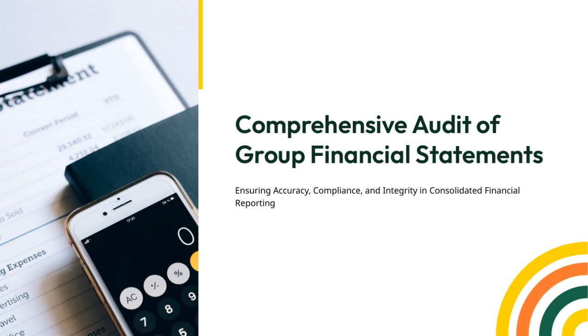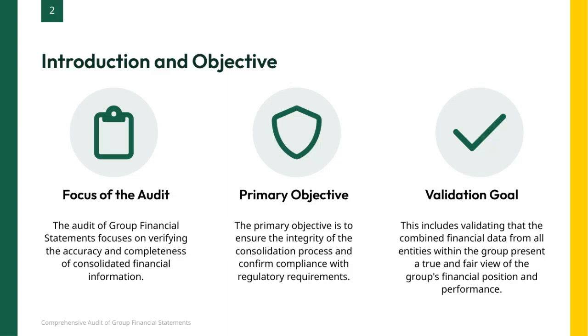Let's get started. In this slide, we're looking at the core focus and purpose of the audit for group financial statements. First, the audit centers on verifying the accuracy and completeness of the consolidated financial information, making sure that everything is correctly combined and reported. The primary objective here is to ensure the consolidation process is reliable and that it fully complies with all relevant regulatory requirements. Finally, an essential part of this audit is validating that the financial data from all entities within the group come together to present a true and fair view of the overall financial position and performance of the group. This helps stakeholders trust the reported information and make informed decisions.